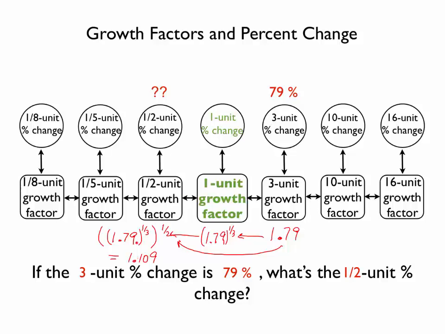1/2 unit percent change then. Yeah. So then again, we got a number between 1 and 2, so you can just read it, right? When you have growth factors between 1 and 2, you can just read them. What is it? 10.9%.